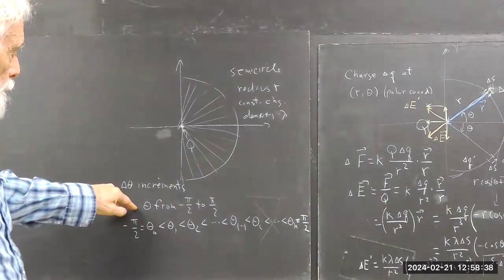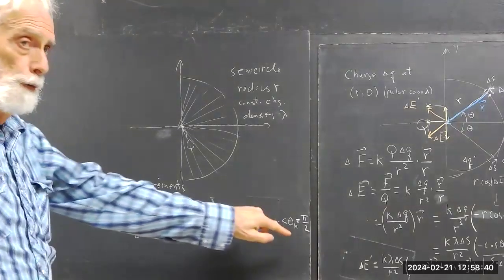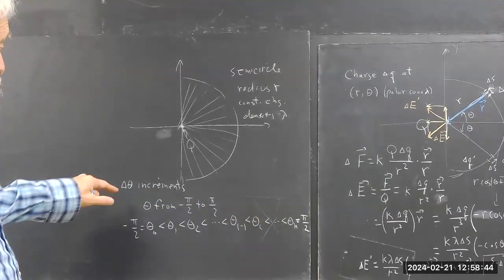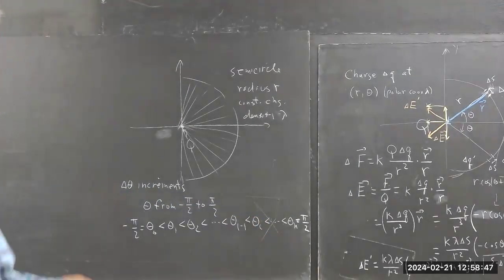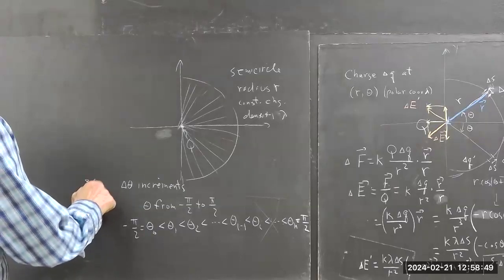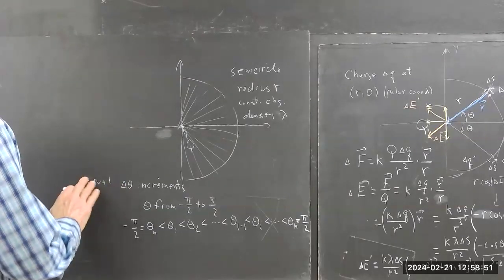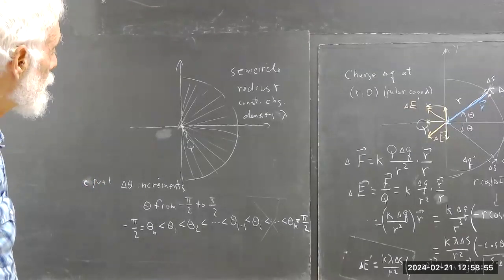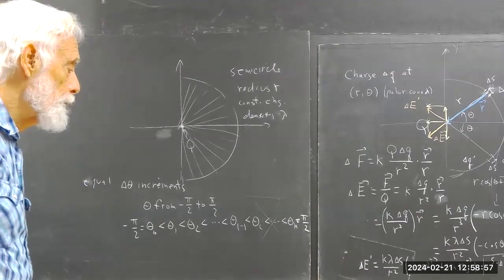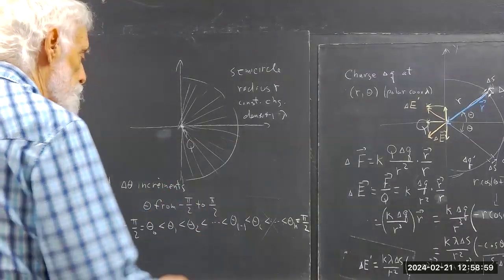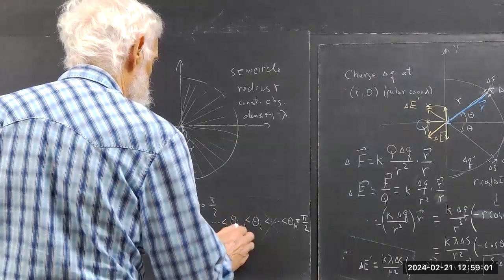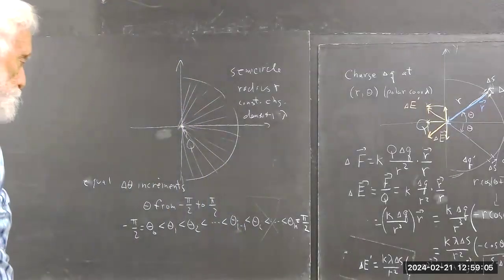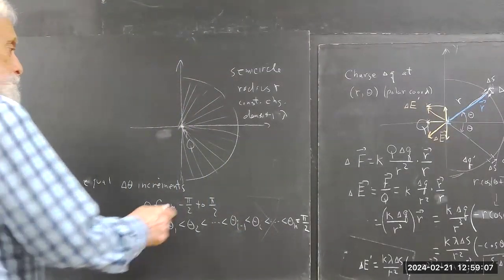We partition a theta interval from negative pi over 2 to pi over 2 in equal increments of delta theta. Now, we're going to use equal delta theta increments, although equal isn't absolutely necessary. As long as the mesh of our partition approaches 0, we're still going to get a good integral. Typical increment.